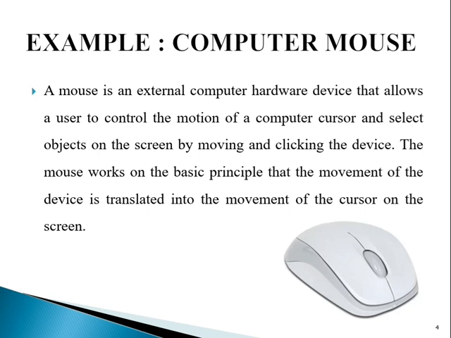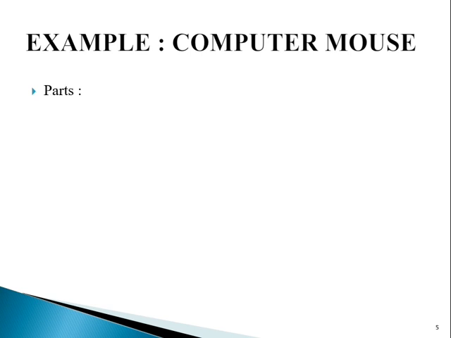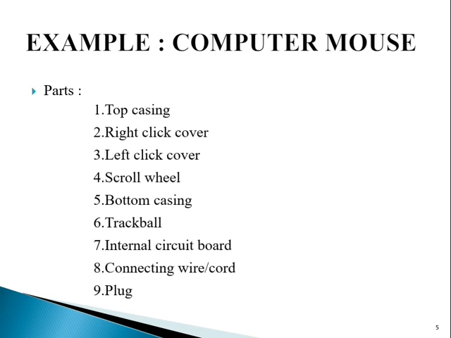Okay. So now we move toward the technical description. We have already talked, we have to describe it in parts. So there are mainly 9 parts we are going to discuss. First one is top casing, then right click cover, then left click cover, then scroll wheel, then bottom casing, then trackball, then internal circuit board, then connecting wire, or we can say cord, and lastly plug.